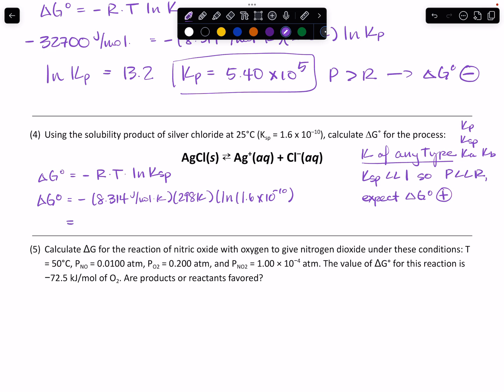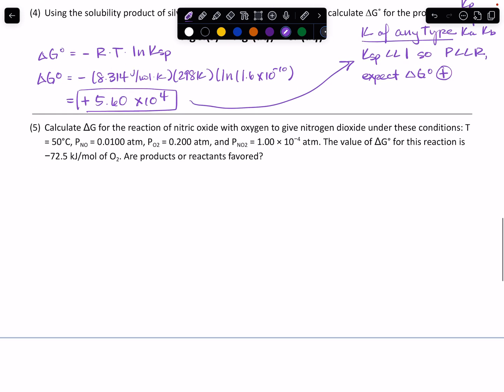All right, so if we plug all of that in and solve, we are going to get a delta G value of positive 5.60 times 10 to the fourth. That delta G value is large and positive, which means that the reverse reaction is the favored reaction. This is very reasonable based on that equilibrium constant showing that many, many more reactants are present than products. All right, so let's wrap it up.